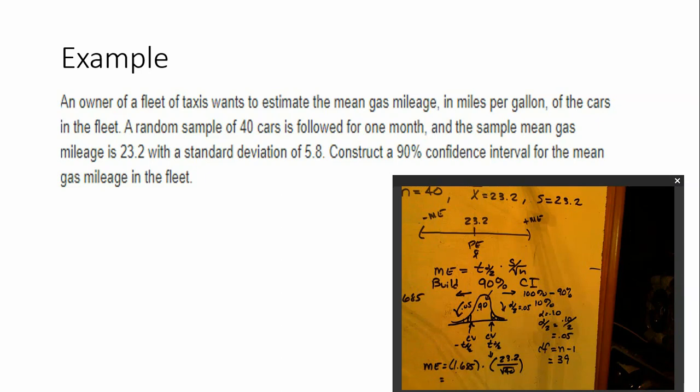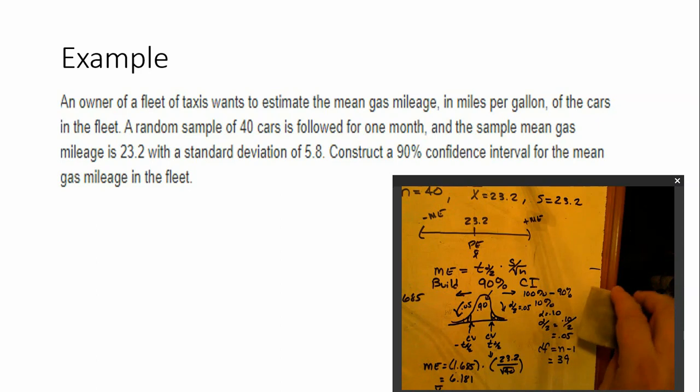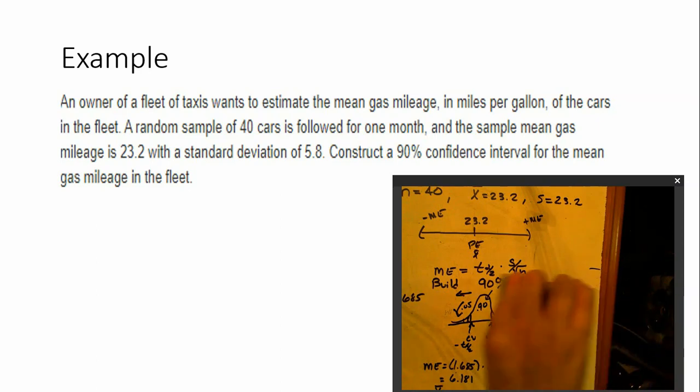And that should be 6.18, 6.181 to 3 decimal places. And then I'm just going to do X bar. Oh, I got to get up some. So I'm going to erase this a little bit and move this up here. I'm going to take out the middle piece.